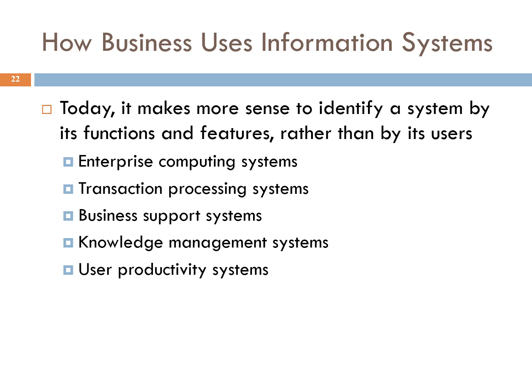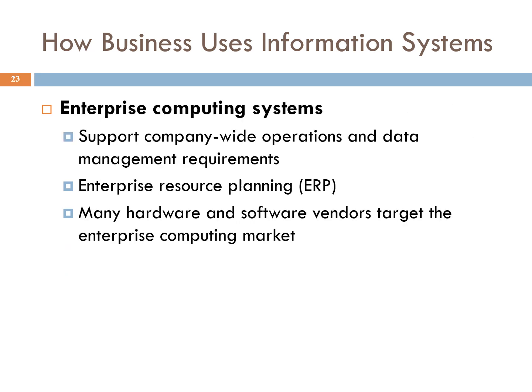Next is how business use information system. Today, it makes more sense to identify a system by its function and feature rather than by its user. So why or how? What does the system perform? Enterprise computing system, transaction processing, a business support system, knowledge management, and user productivity system.